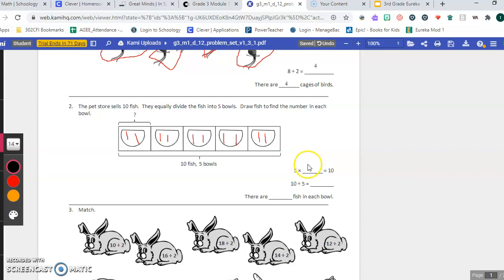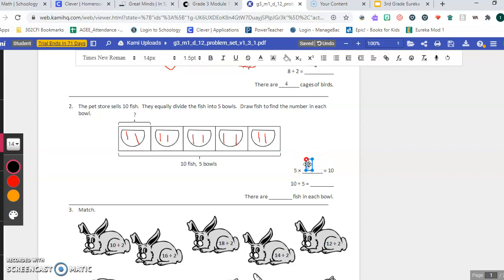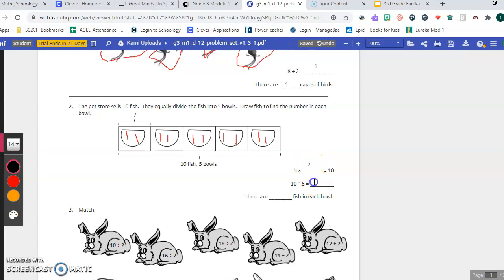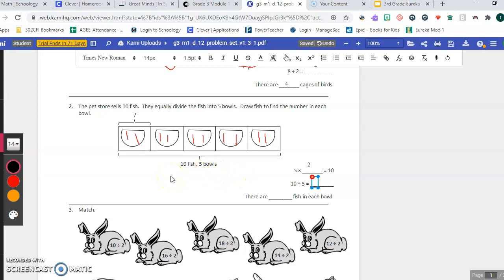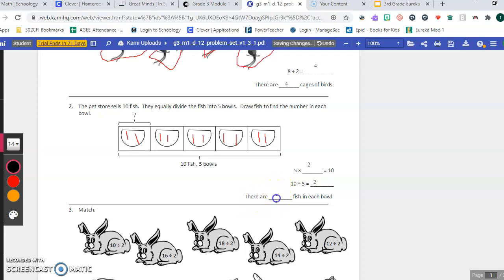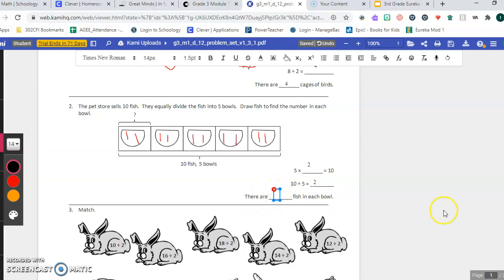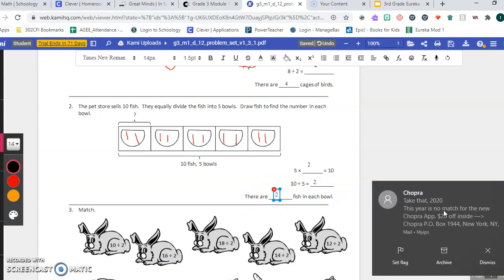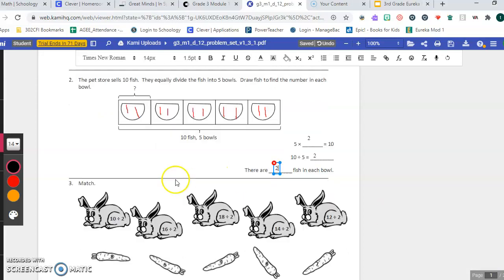So I'm going to go ahead and put my text box here with the 2 in it. I'm going to put my text box here. 10 fish divided into 5 bowls gives me 2 fish per bowl. How many fish are in each bowl? What's the size of the group? 2 fish in each bowl.